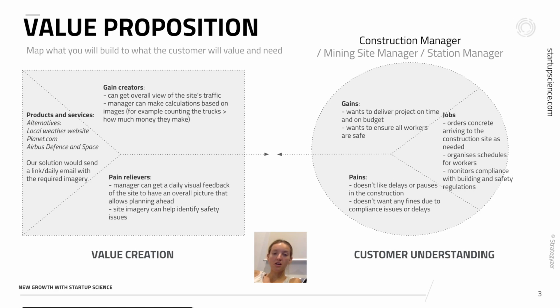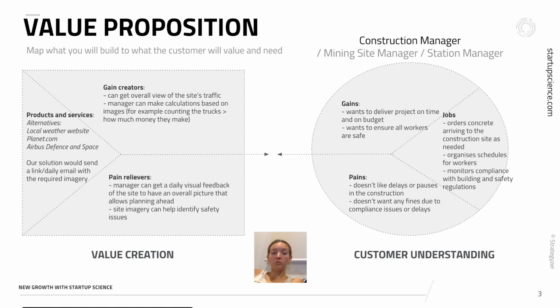or station managers. A construction manager has to order concrete arriving to the construction site, and it's a very time-sensitive kind of resource. It has to arrive at a certain time in order to use it the best way. He also organizes schedules for workers, and he also monitors the construction site for compliance and safety regulations. He always wants to deliver the project on time and on budget, and he wants to ensure that all workers are safe and the regulations are being kept.